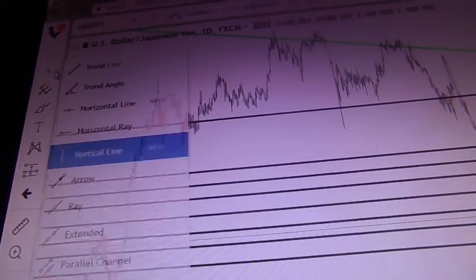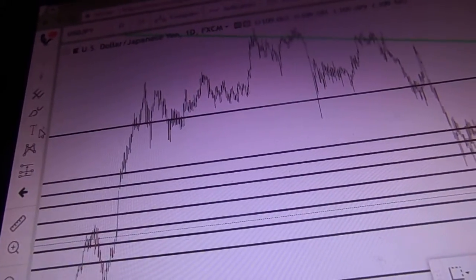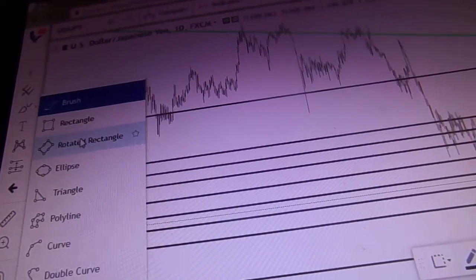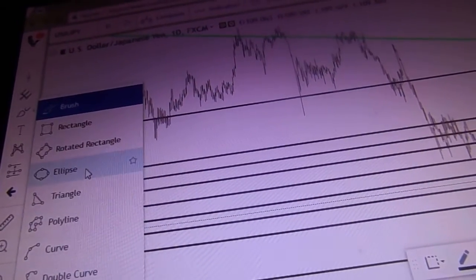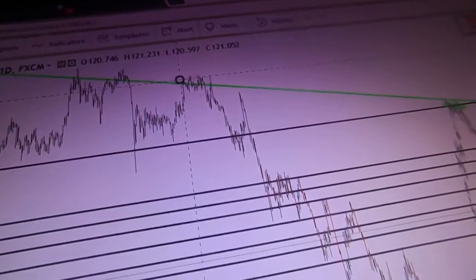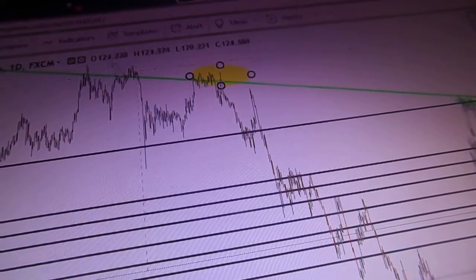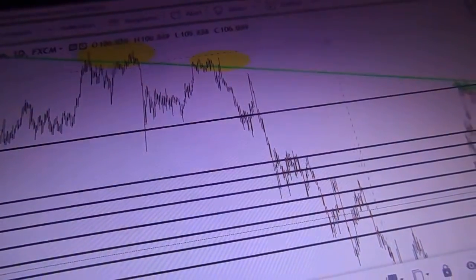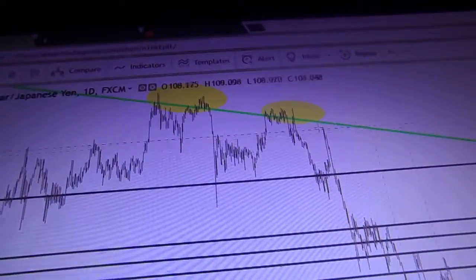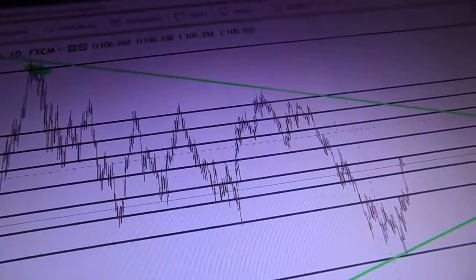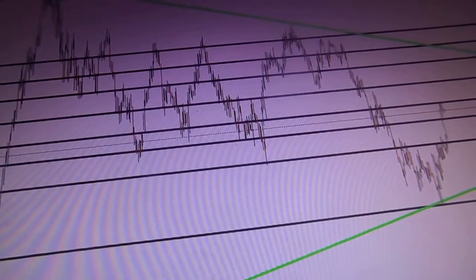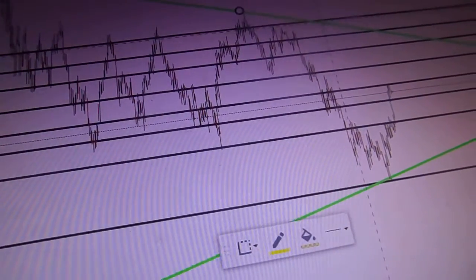I'm just going to highlight these just to show that this trend line is very significant, and that is exactly what this trend line is doing. That's exactly what this price is doing right here. Let me just highlight this area over here.